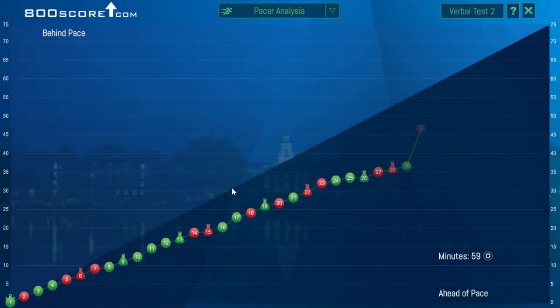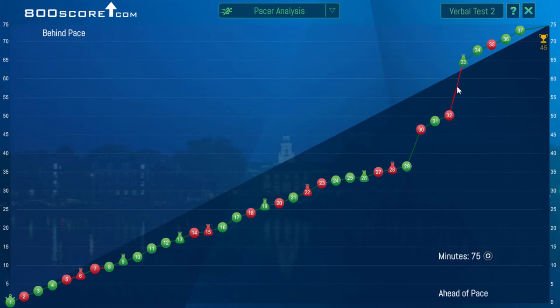The pacer analysis chart will diagnose your pacing performance. The diagonal across the graph maps the ideal pacing time. You can see where you are in front of pace or behind pace.